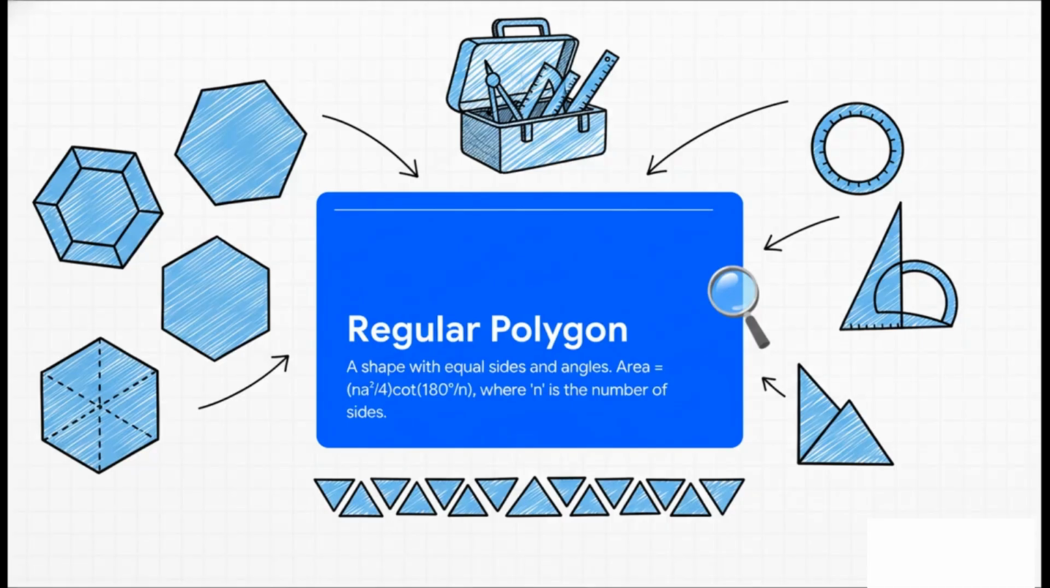Okay, now for what I like to call the power tool of geometry. A regular polygon is any shape with equal sides and angles, like a pentagon or a hexagon. Now, this formula looks intimidating, I get it, but think of it like an incredible multi-tool. You don't need to memorize it, just appreciate that by plugging in n, the number of sides, you can find the area of any regular polygon.